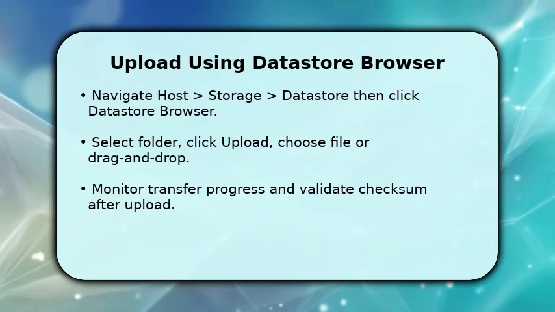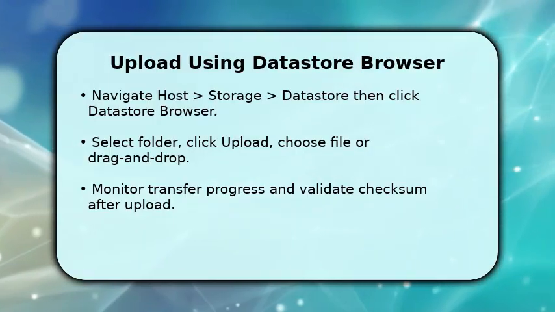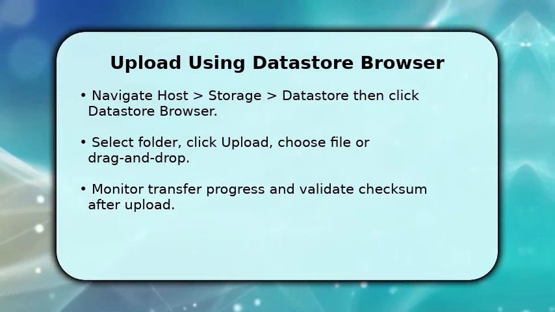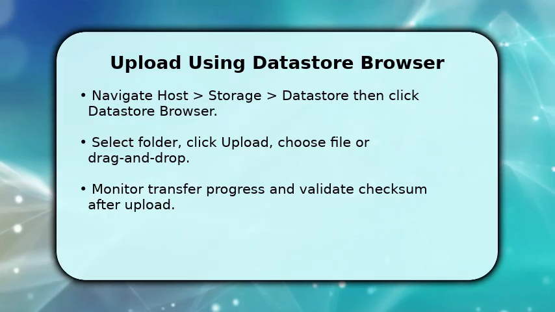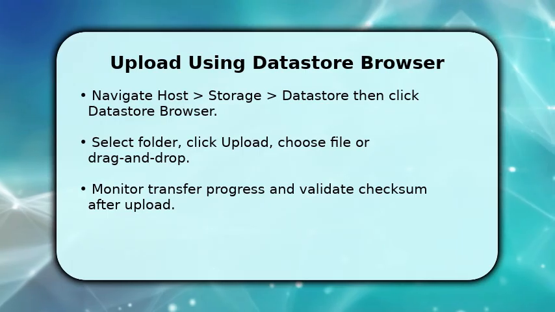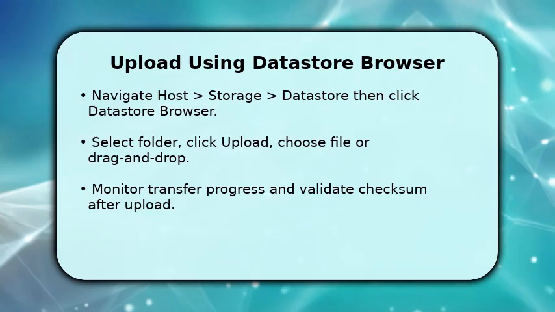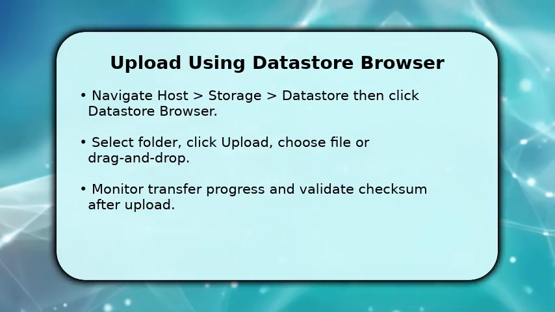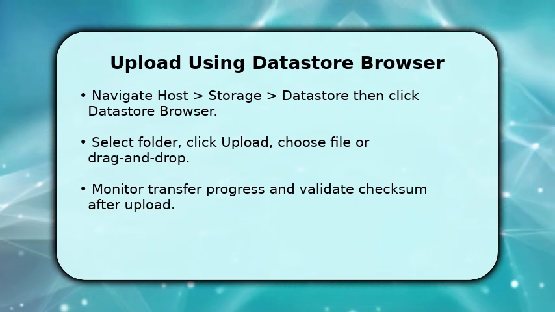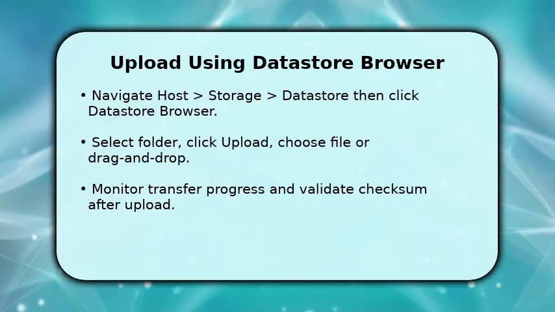You now use the Data Store browser to perform the upload. In vSphere client, select the host or cluster, open storage, then right-click the Data Store and choose Browse Files. This isolates the correct folder. Click Upload, choose Files, or drag and drop the ISO. Dragging is faster, but choose Files if you need precise control. Once transfer starts, monitor progress in the Recent Tasks pane to catch network stalls early. After completion, compute and compare the checksum to confirm the ISO arrived intact before attaching to a VM.